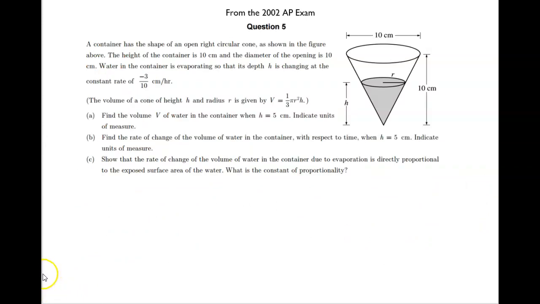Okay, let's take a look at this question from the 2002 AP exam. It's a great year to take the AP exam. It's actually the year that I took the AP exam, probably before most of you were born.